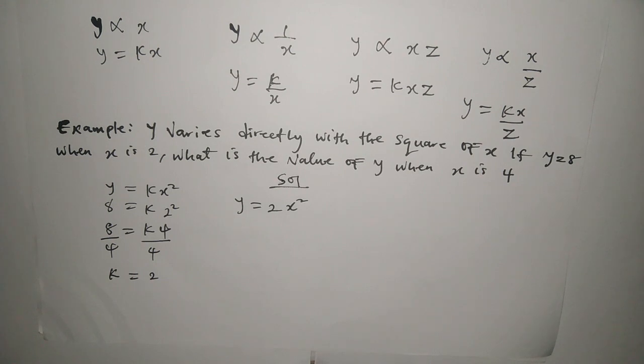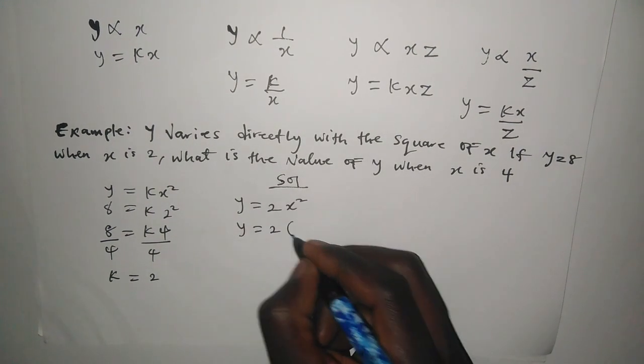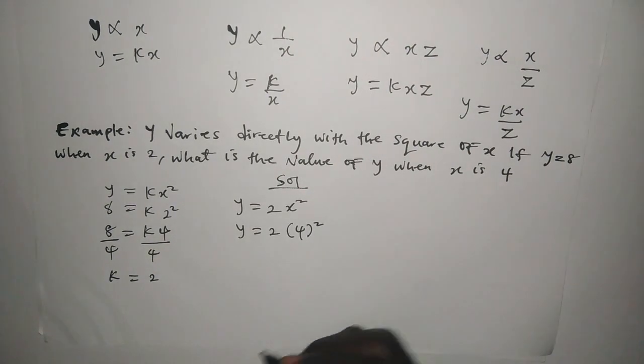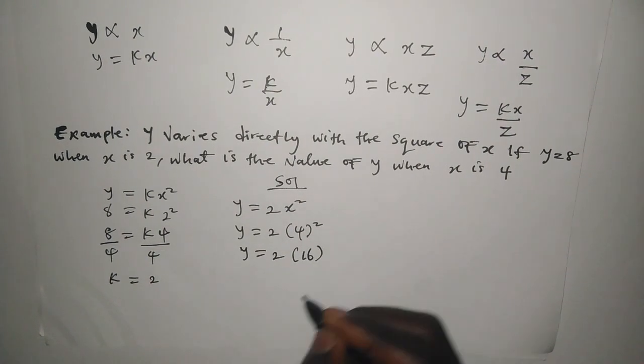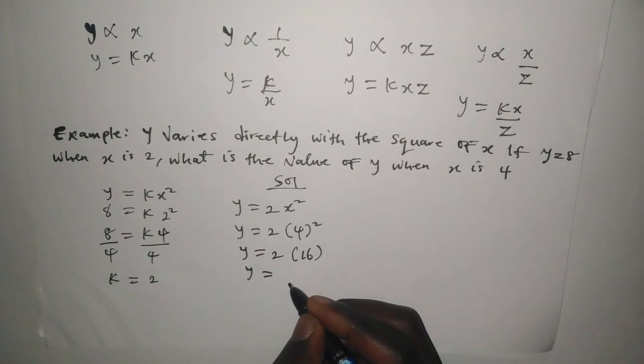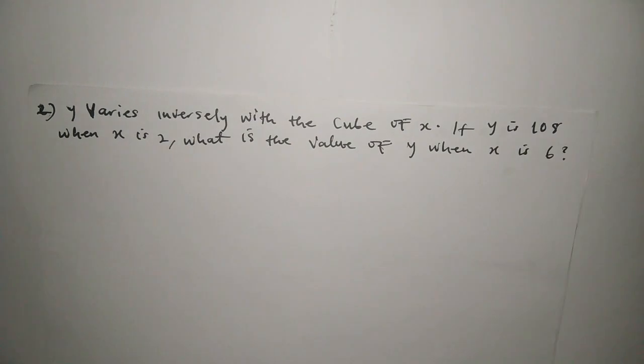Now they ask, what is the value of y when x is 4? So y is going to be equal to 2 times 4 raised to power 2. Y is equal to 2 times 16. Y is equal to 32. Let's take another question. Question 2. The question says y varies inversely with the cube of x. If y is 108 when x is 2, what is the value of y when x is 6?